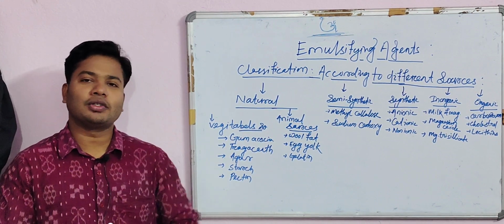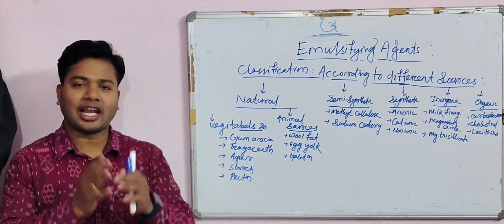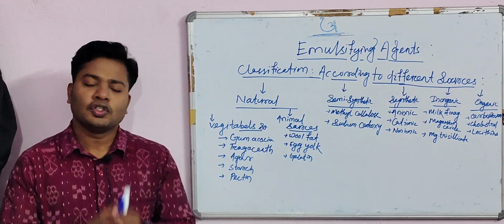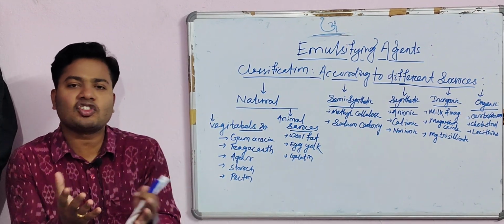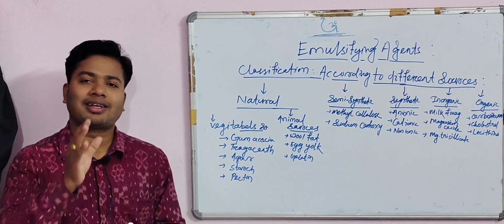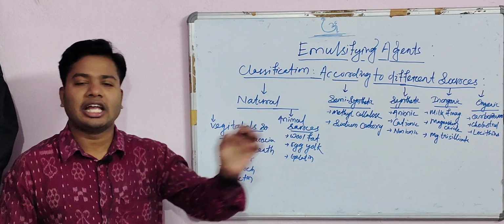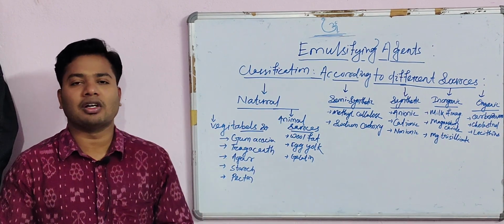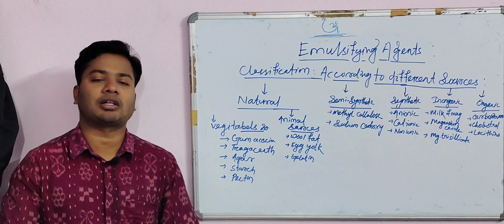So today I am going to discuss the most important part of the emulsion. What is that? That is the emulsifying agent. Why is the emulsifying agent the most important part of the emulsion? What is the reason behind this? You should know that without an emulsifying agent you can't prepare a stable emulsion. That's why the emulsifying agent is the most important part of the emulsion.